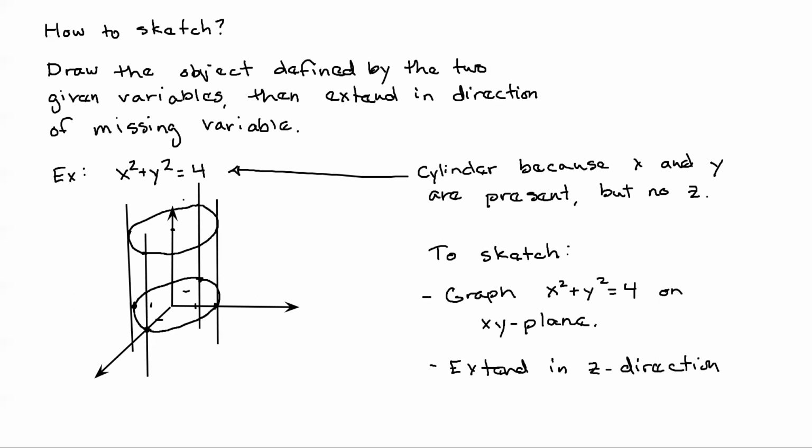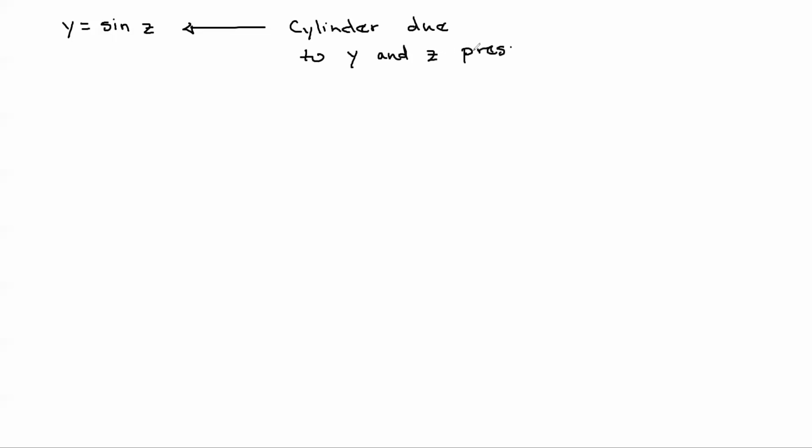Okay, let's go through and try another example. Again, we can recognize this is a cylinder due to y and z being present, but no x. Let's draw a coordinate axis so we can sketch this on.